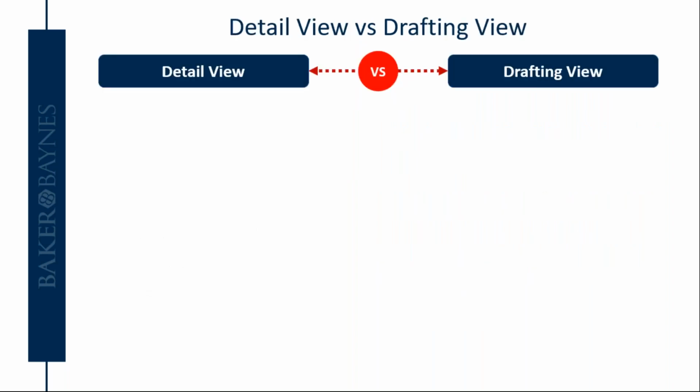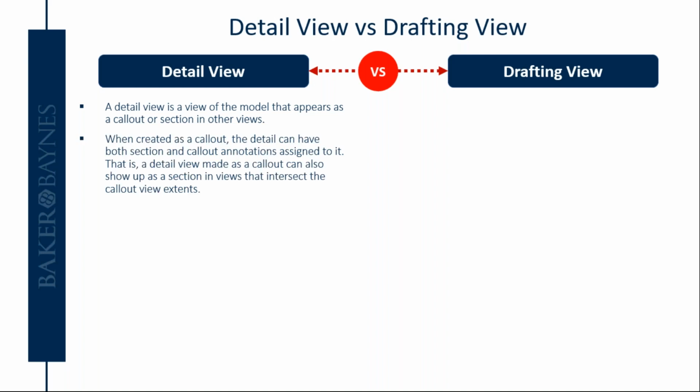So the example was creating a detail view, but it's also important to understand that there's a difference between detail and drafting views and when to use them. So the detail view is something that you create using a callout or a section, and when you create it as a callout, the detail can be both in a section, and callout annotations can be assigned to it.